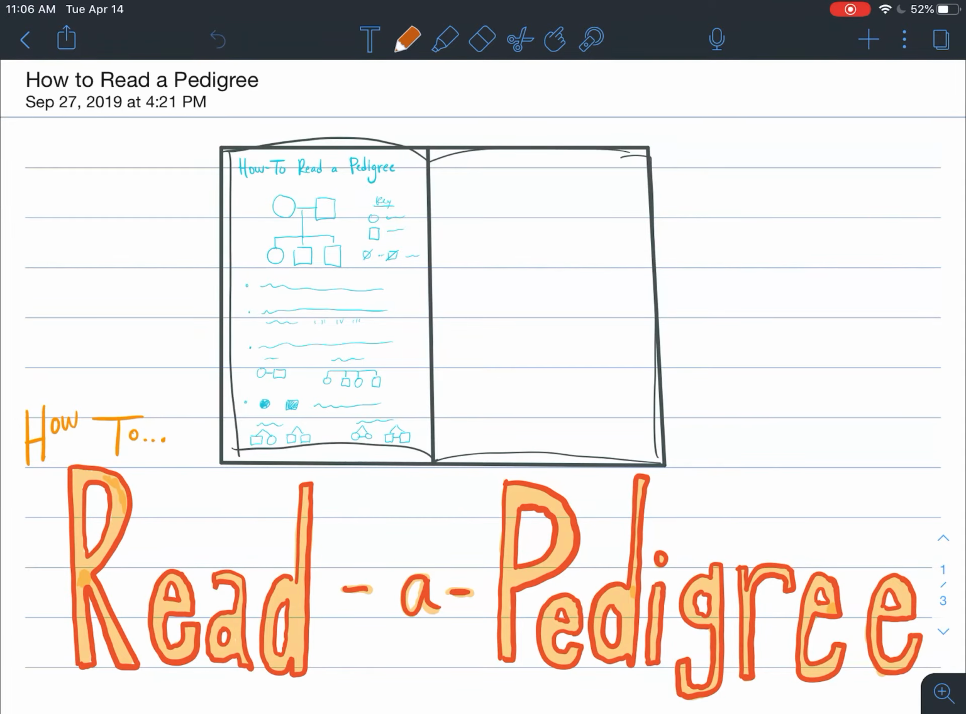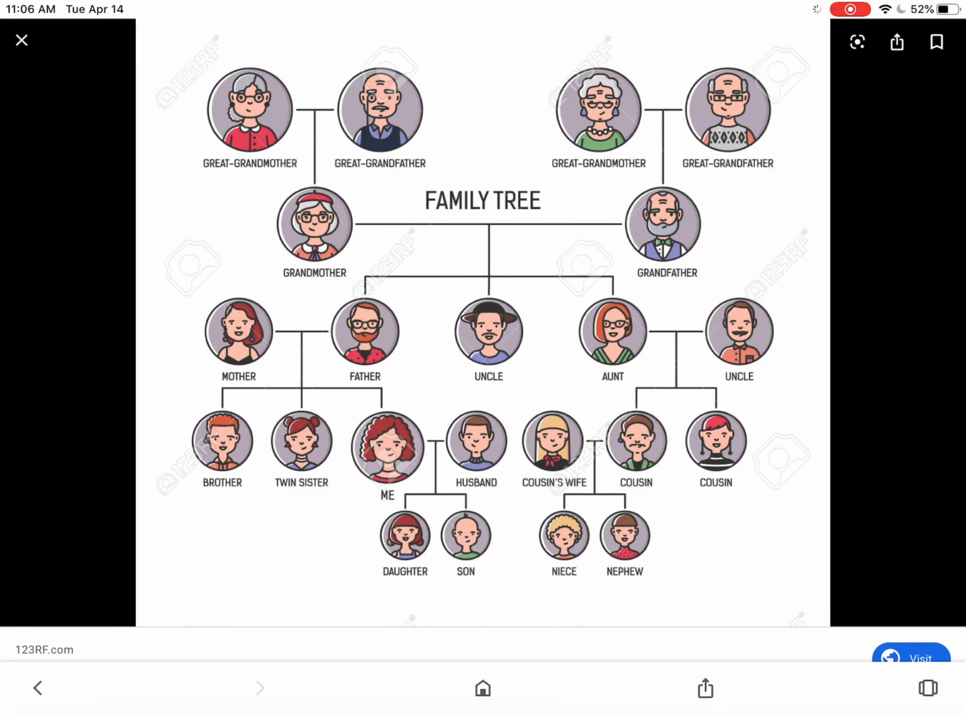Yo, have you ever seen one of these? A fam tree, Sci fam? Well, maybe you have. Maybe you haven't. If you haven't, here you go. You just saw one. But most likely you have. And it kind of shows how different families are connected together.